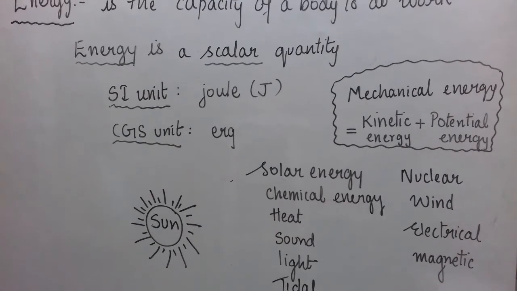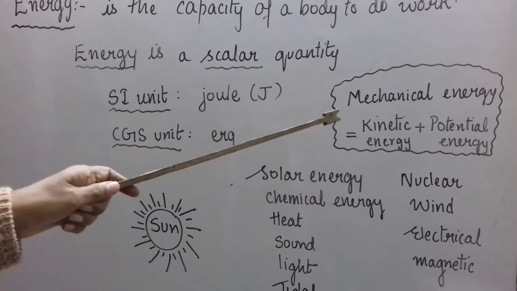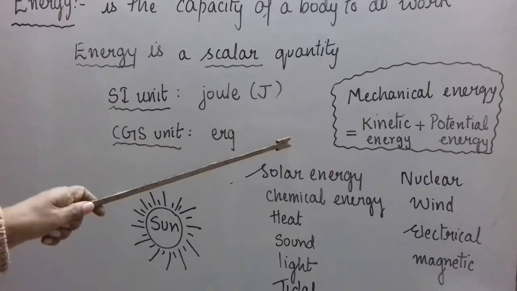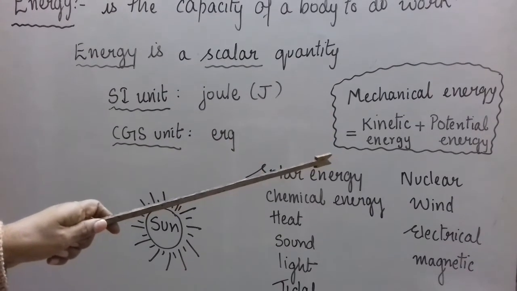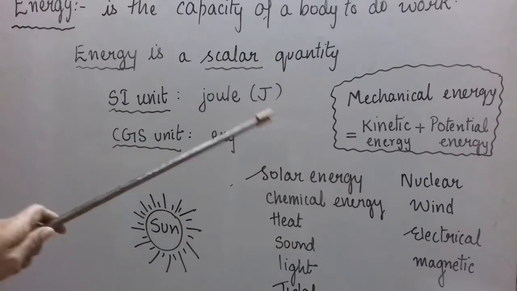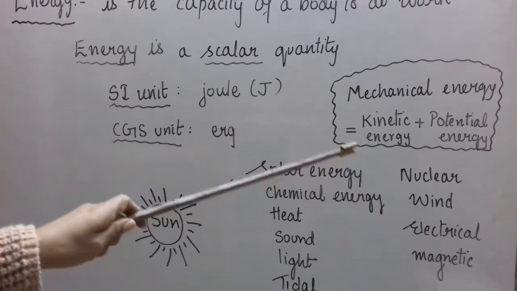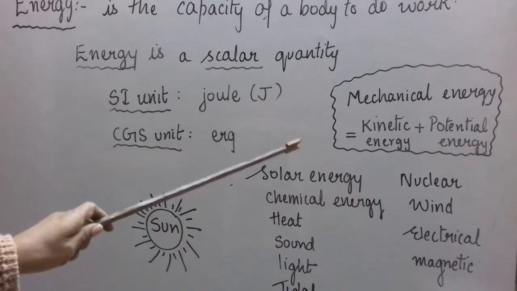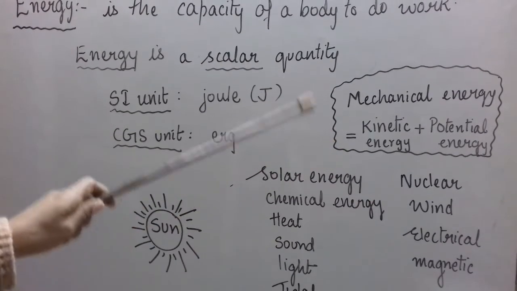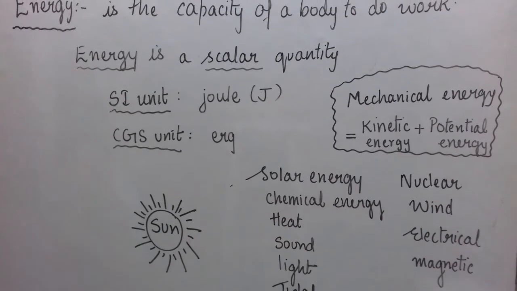Now in this chapter, we are going to study mechanical energy, which is a sum of kinetic energy and potential energy. Let us see in depth what is kinetic energy and potential energy. Then we can say the sum of kinetic energy and potential energy is called mechanical energy.